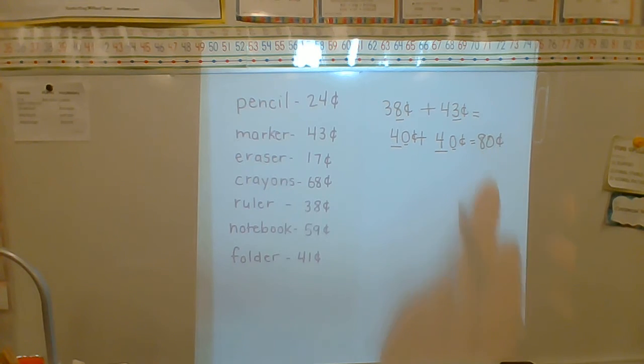Now I only had 75 cents. So do I have enough to buy the ruler and the marker? Well, by my estimation, I do not have enough to buy the ruler and the marker. So do you think it will cost a little more than or a little less than the 80 cents?